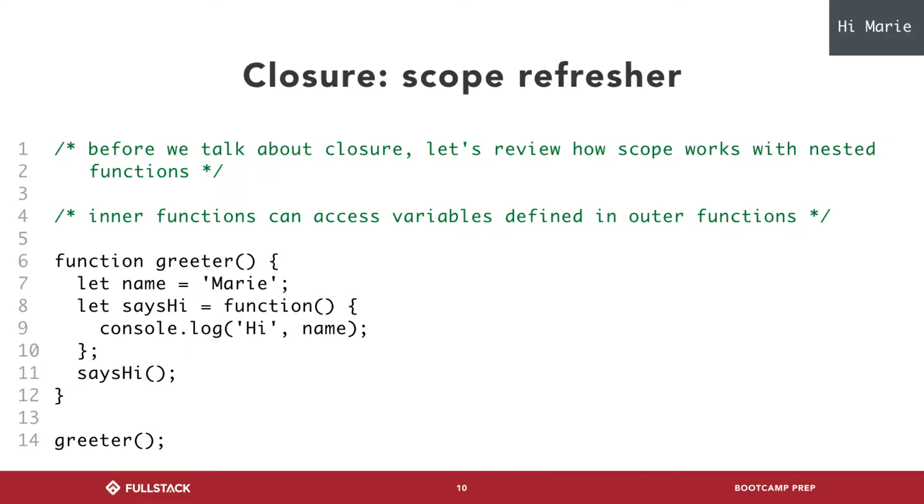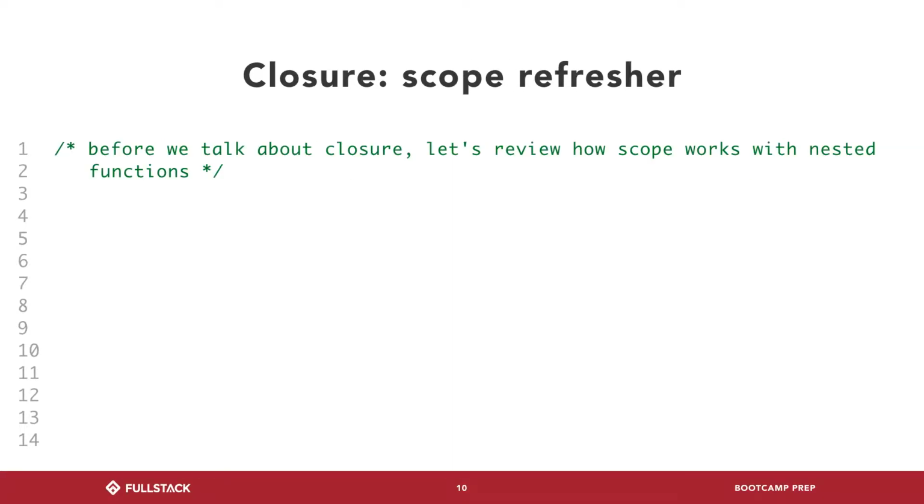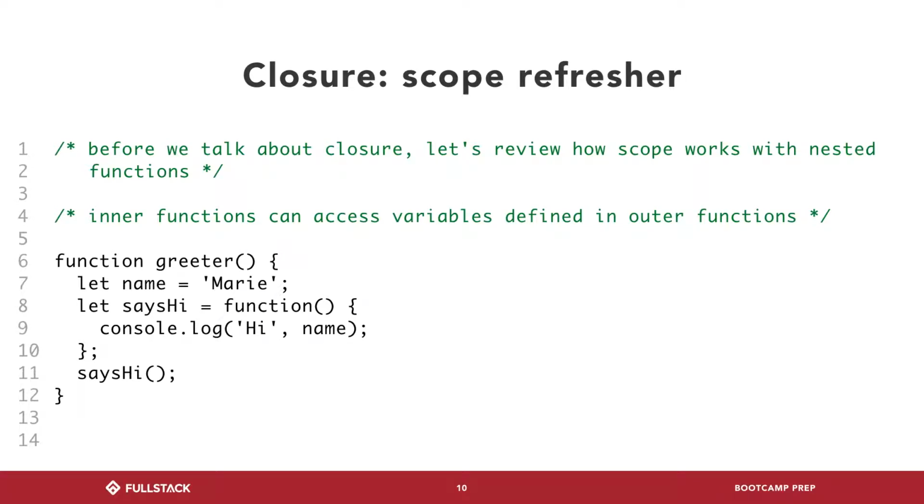Let me clarify. Here, when saysHi is trying to look for a name, it asks, does it exist in my personal function scope? The answer is no. Okay, does it exist in my parent scope? Oh yeah, it does, right here, name equals Marie. Great, use that. That's how we're looking for the variable there.